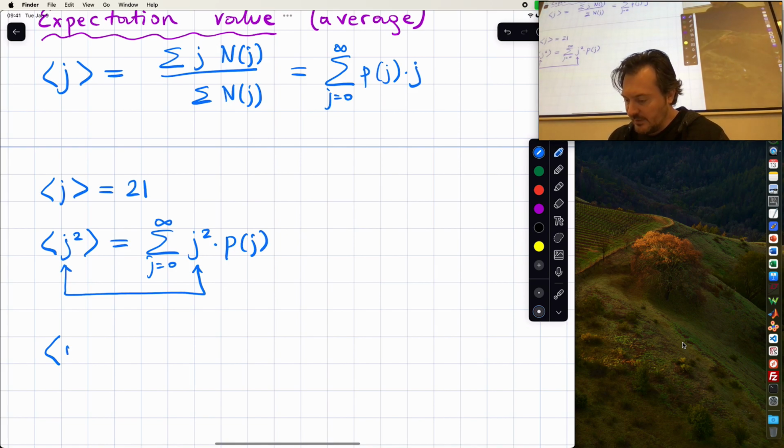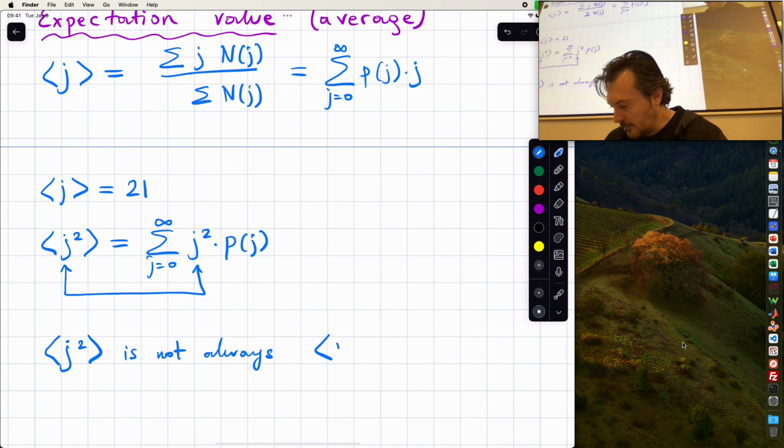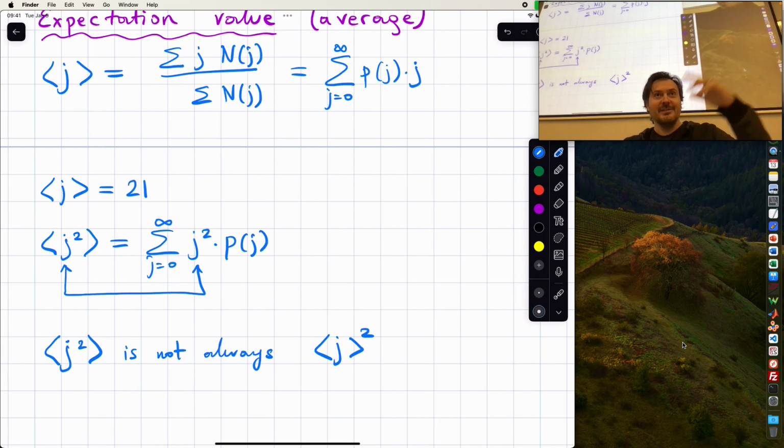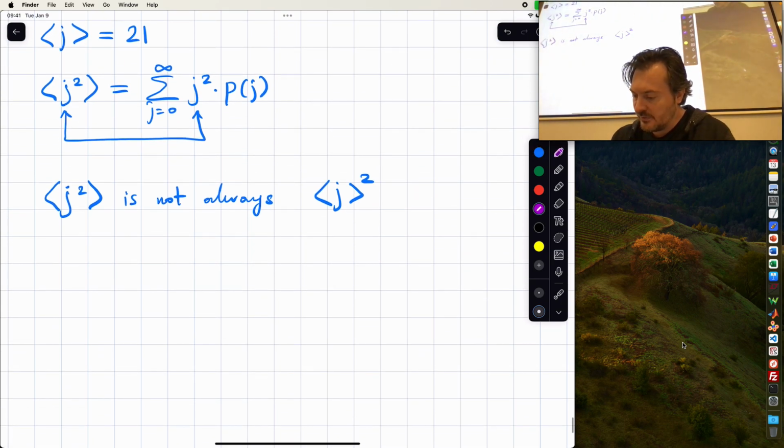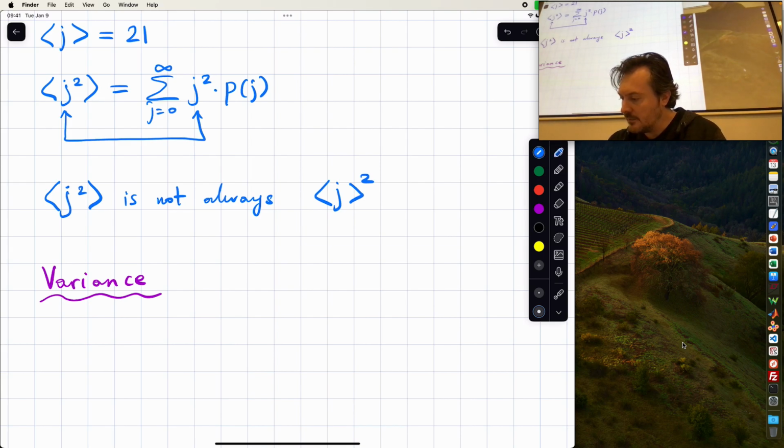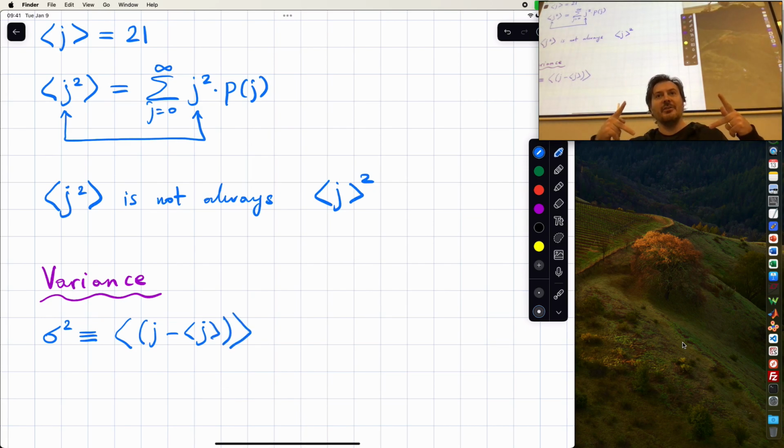Average of j squared is not always the square of the average j. So there's a difference between the average of the square and the square of the average; they are usually different, right? Actually their difference tells us the variance. Let me just write variance. Variance is defined like this. Variance is basically the expectation value of, I will keep repeating this error, I guess, any j minus average of j, squared. So you find the average of deviations squared.